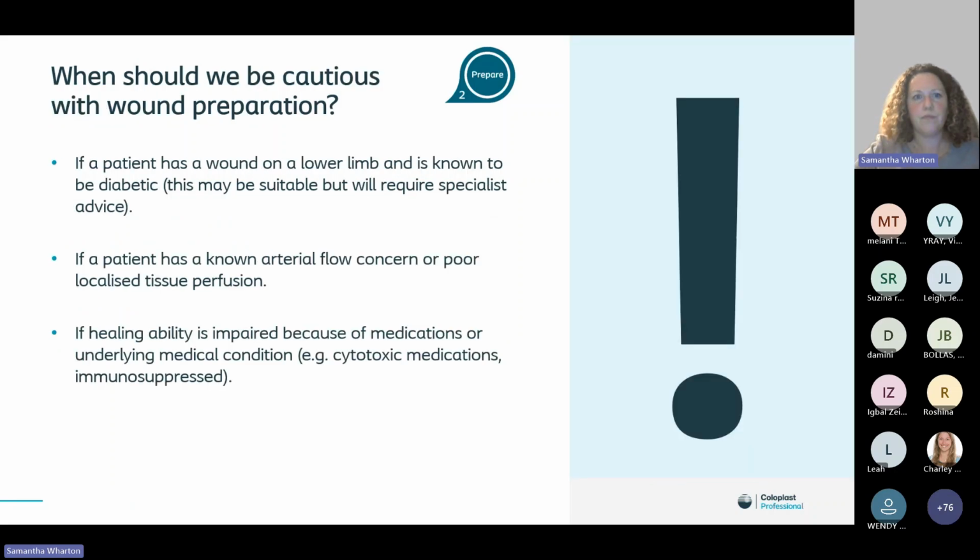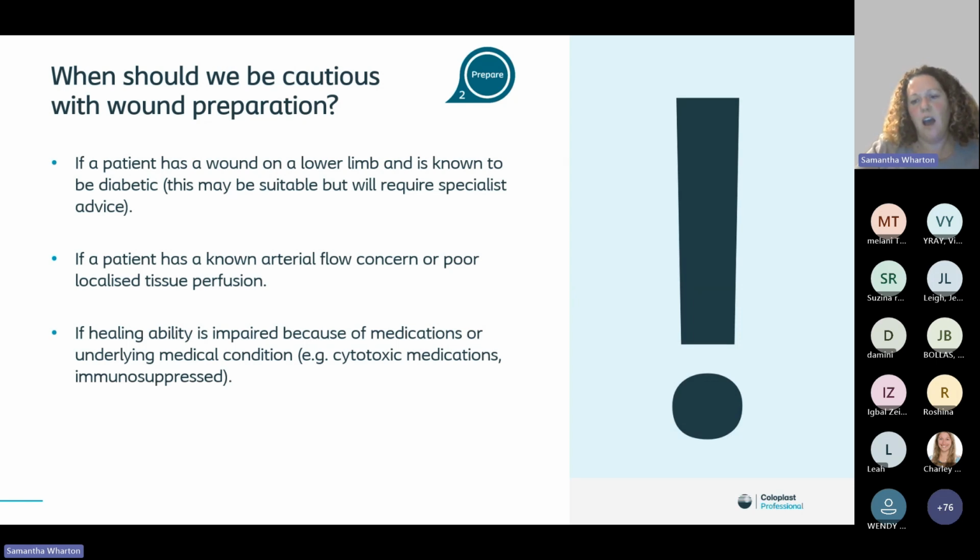There are times when we need to be cautious with our wound preparation. So here's a few examples. If a patient has a wound on a lower limb and is known to be diabetic, if the patient has any known arterial flow concerns or poor localized tissue perfusion, and if the patient's immunosuppressed because of medications or underlying medical conditions, then we need to just be cautious.